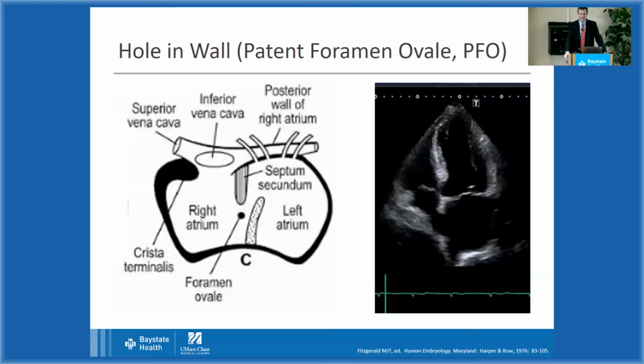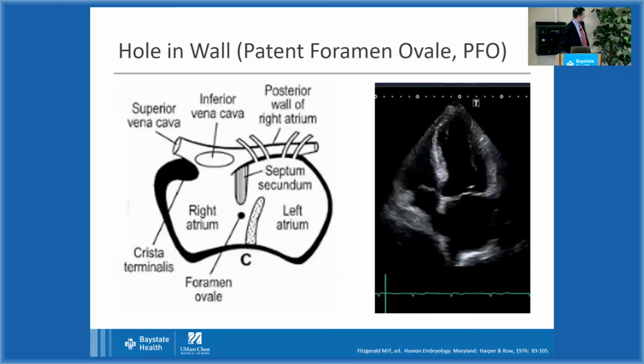Right? A PFO, or patent foramen ovale, is a hole that connects the two atria, the top two chambers, and about 25% of people have one of those. It's congenital, you're born with it. Okay? They come in different sizes and different degrees of severity, but here's how that looks.